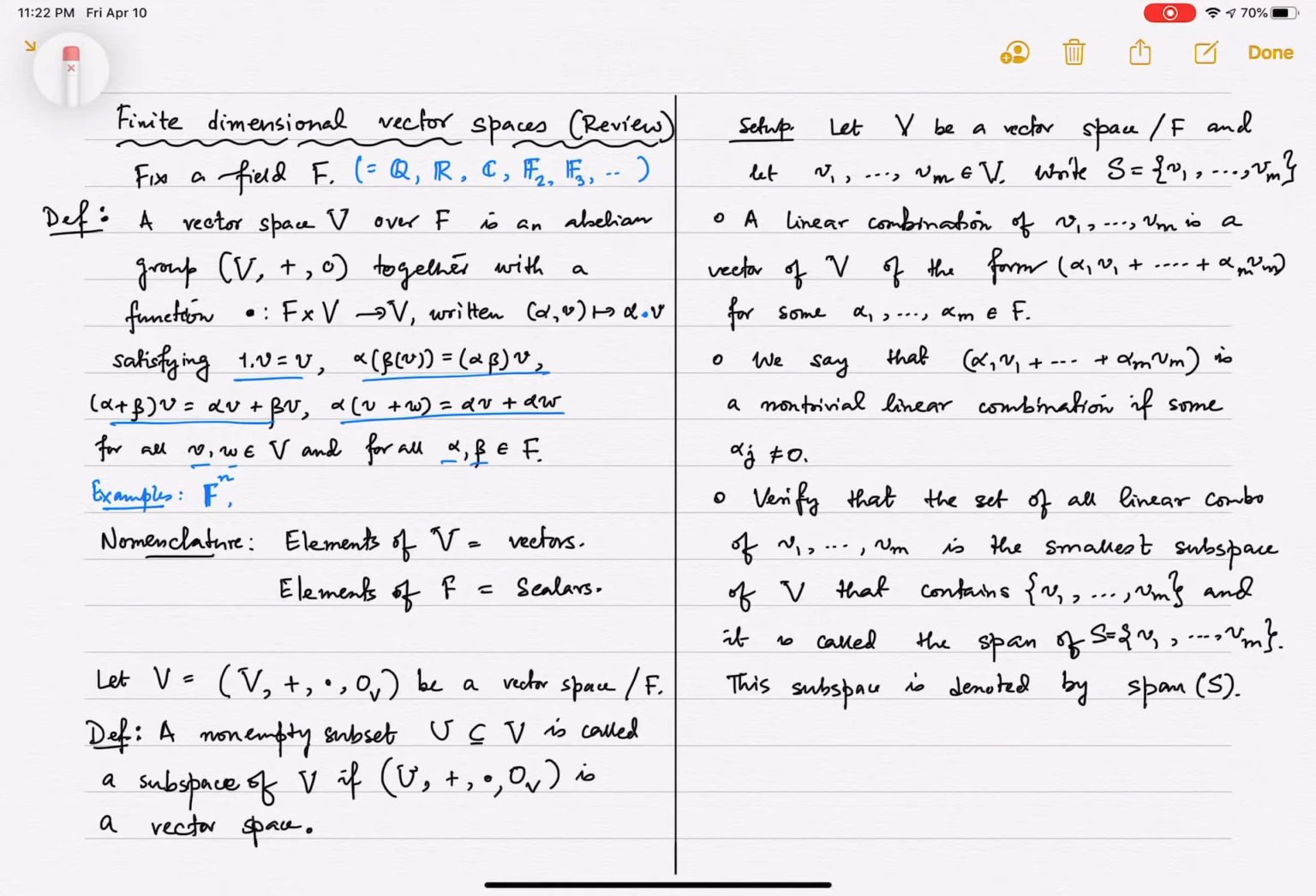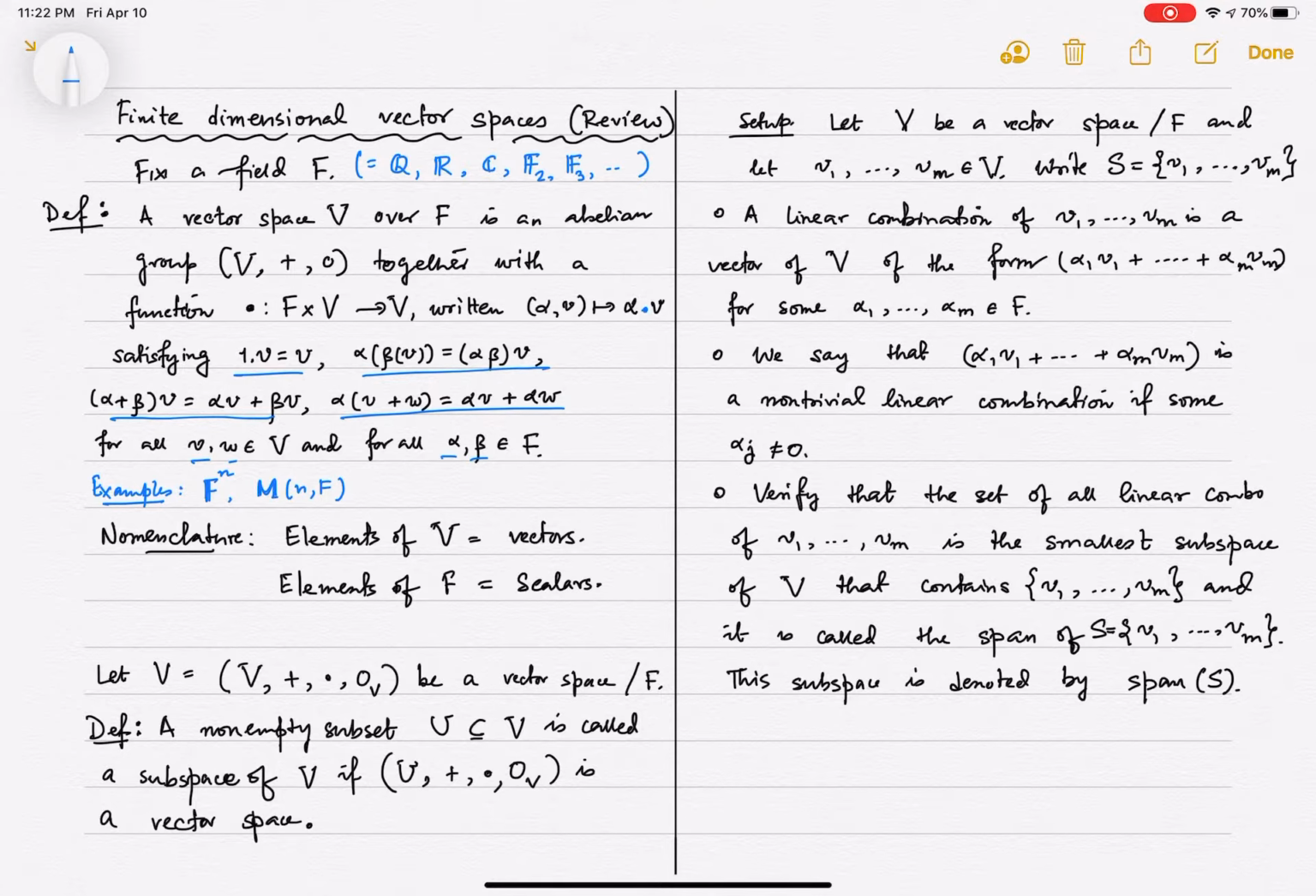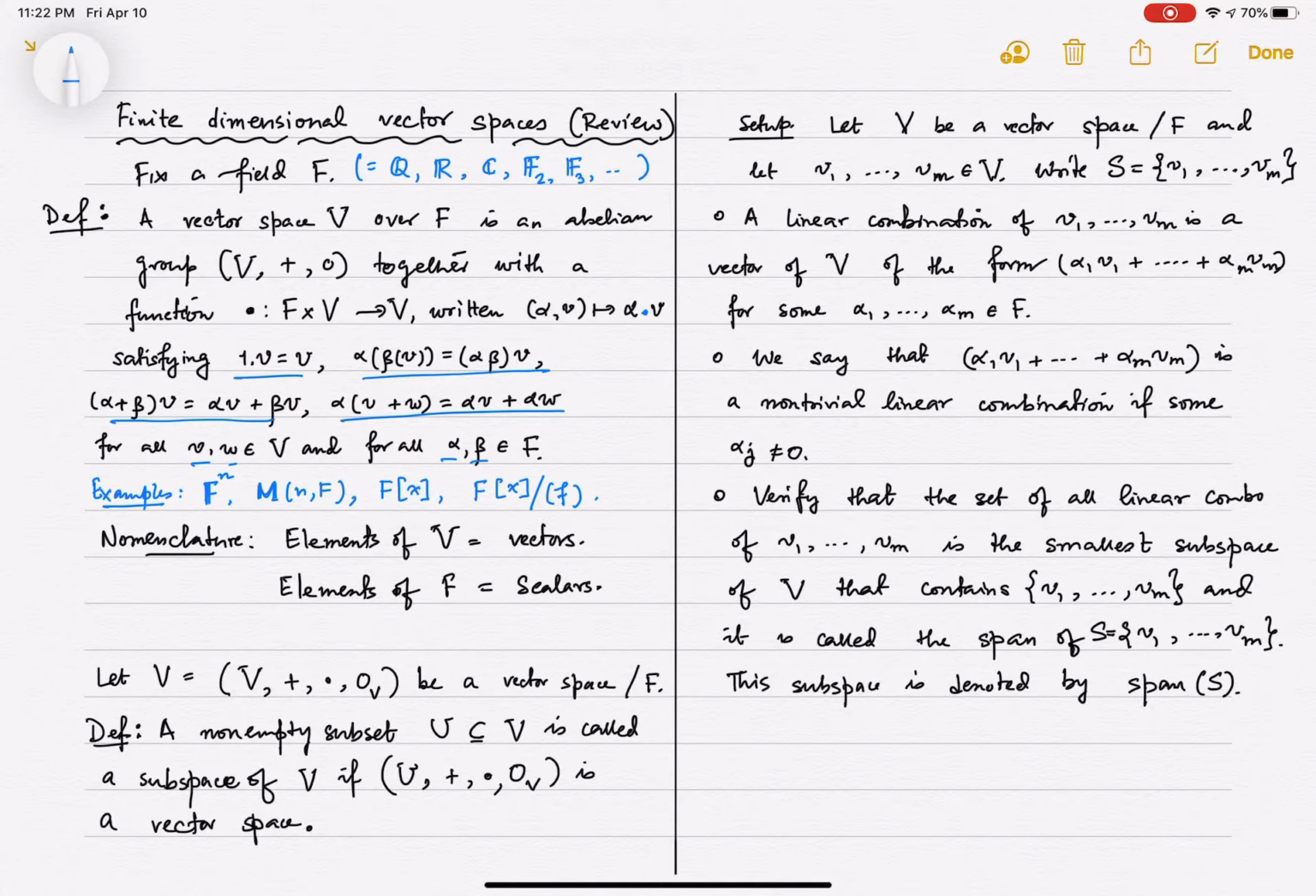Okay. So you have F^n, you have n by n matrices over F, or more generally m by n matrices with respect to usual addition and scalar multiplication. You have various subspaces of this, which we'll talk about in a bit. You have something that we have seen, the polynomial ring in one variable with coefficients in F, that's an F vector space. You could take quotients of this, things that we have been studying lately. These are all examples. If you want infinite dimensional examples, this, for example, is an infinite dimensional example.